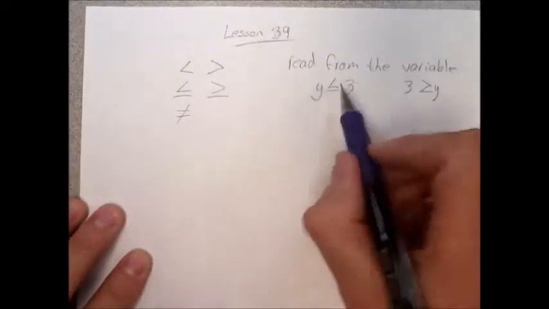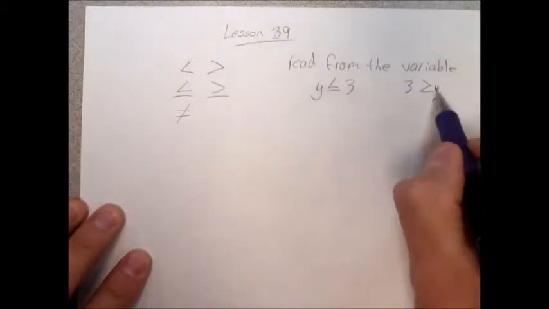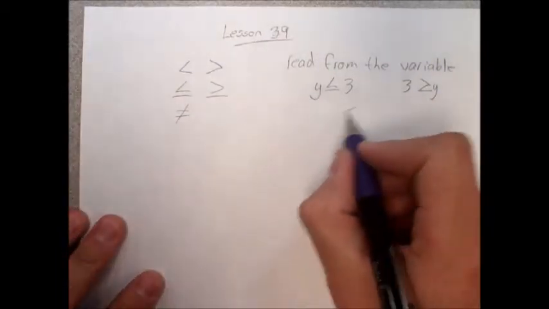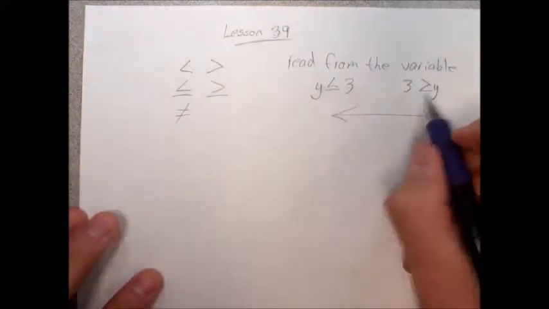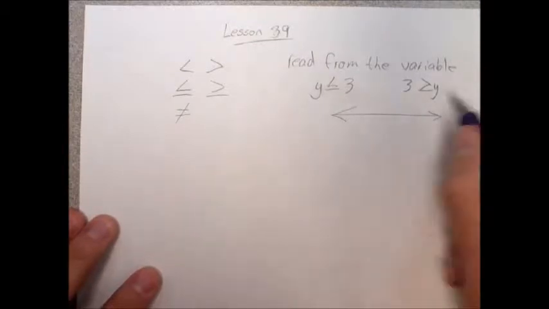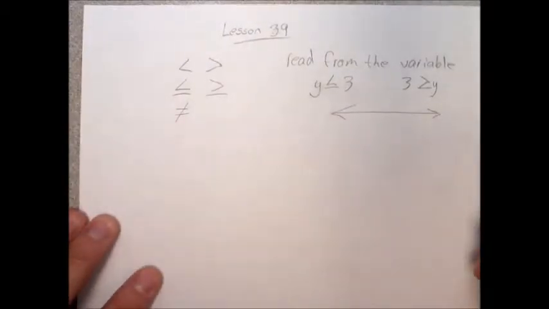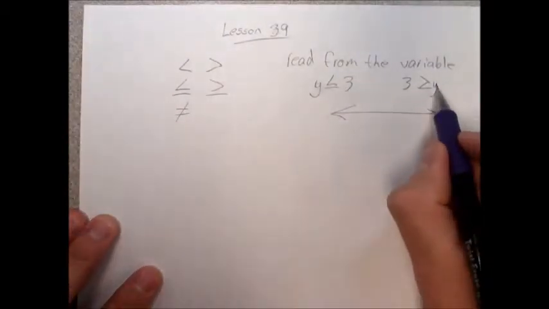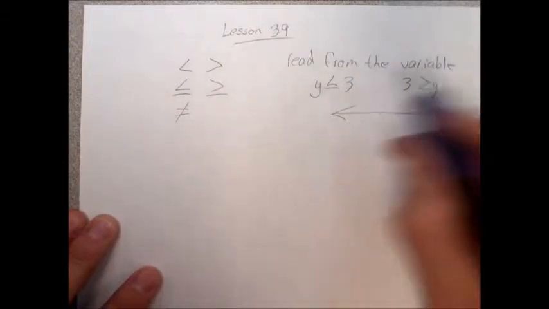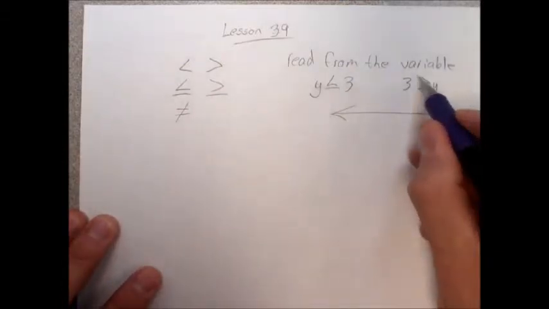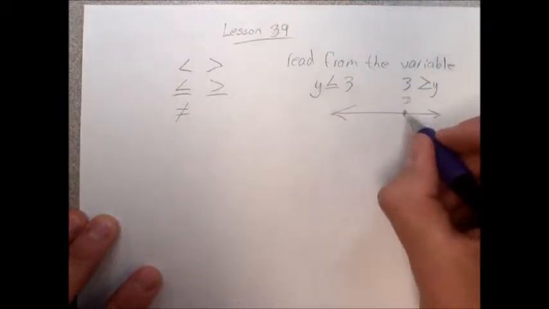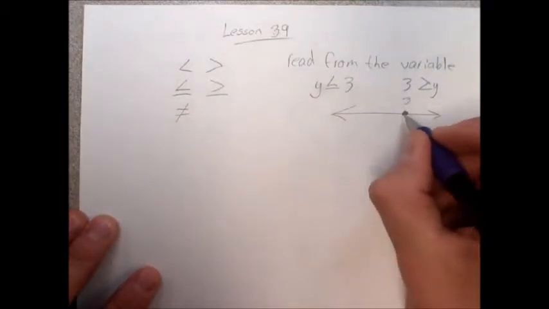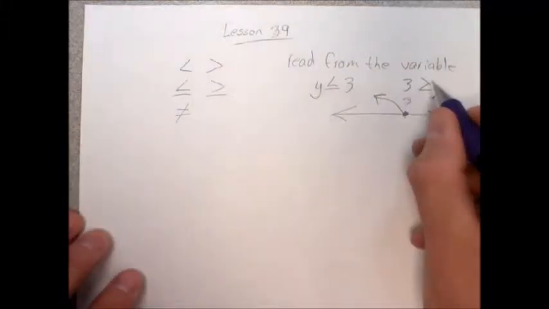So I read from the variable because when I graph this, a lot of people like to make this little side note, oh, it's whatever direction the inequality is pointing. Well, that's true, but only if the variable is on the left. So if I always read from the variable, I don't get confused because less is left. I go y is less than or equal to 3. So when I graph it, 3 less than or equal to makes a solid dot, and it goes left, even though the arrow's pointing to the right.